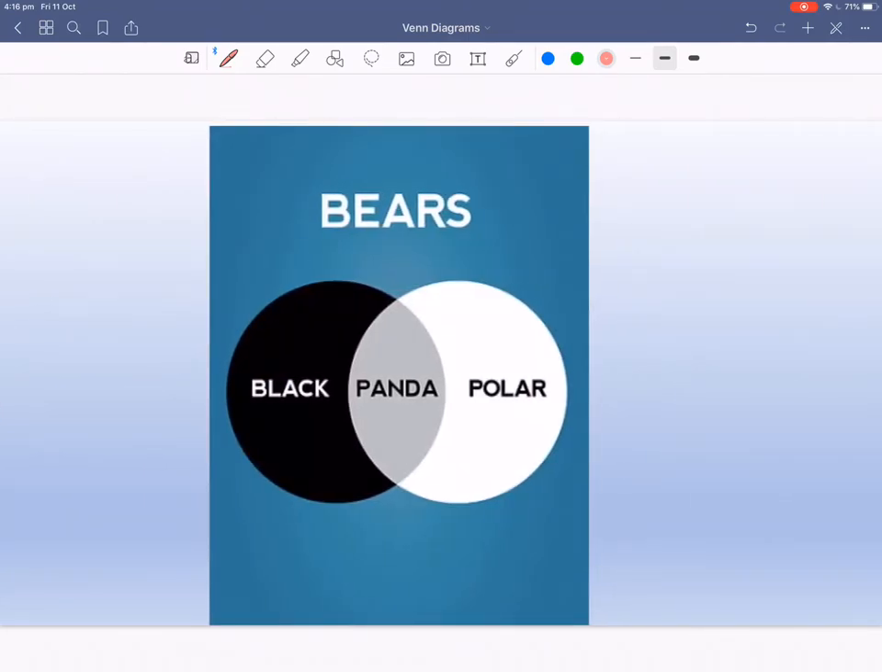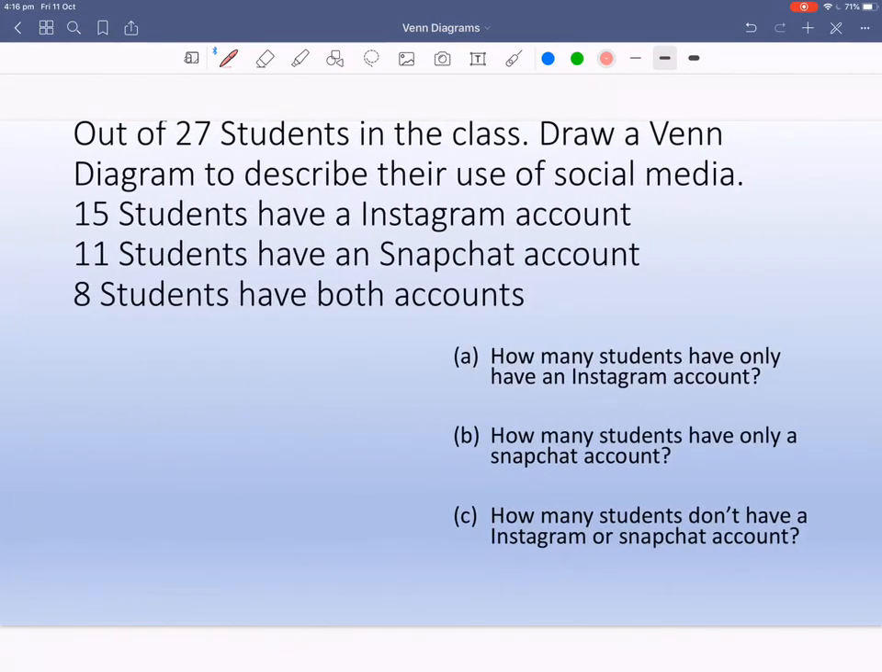Now here's a Venn diagram. The title is bears. There are black bears in the world, there are polar bears, and then there are pandas, which are both black and white. So it's a little bit of a joke, but it actually gives a really good example of what we could use in Venn diagrams.